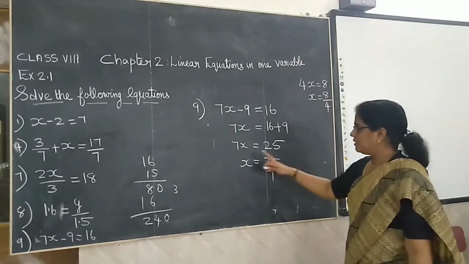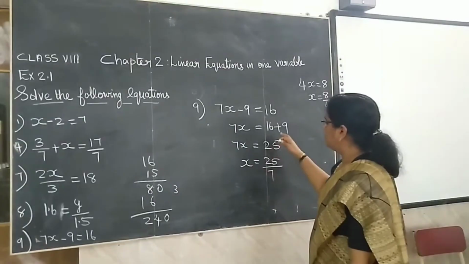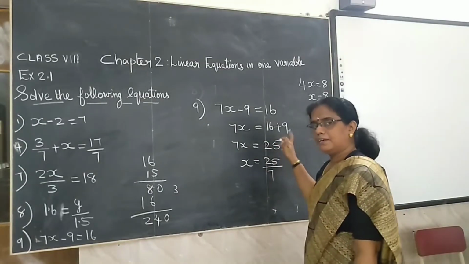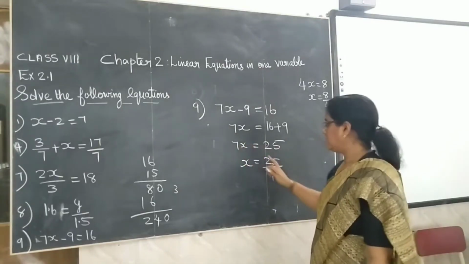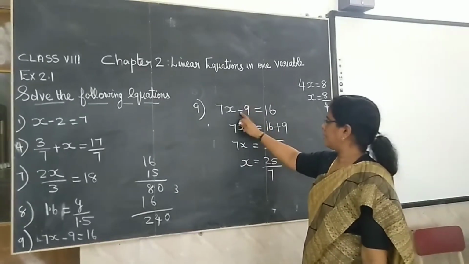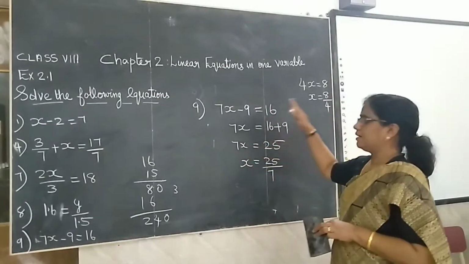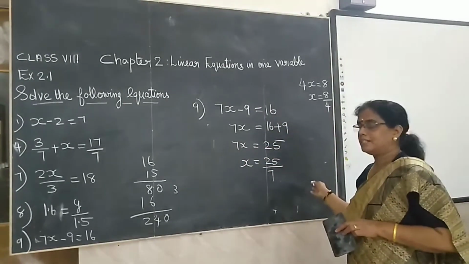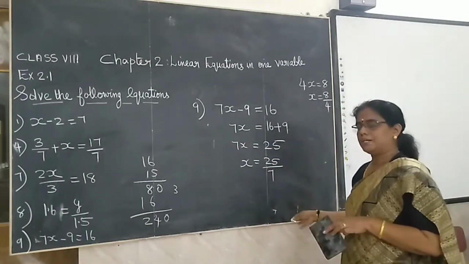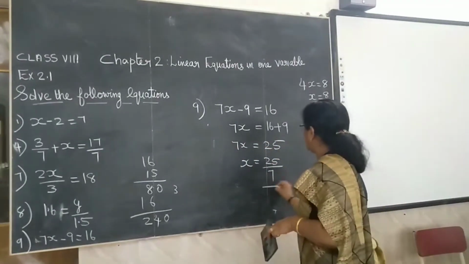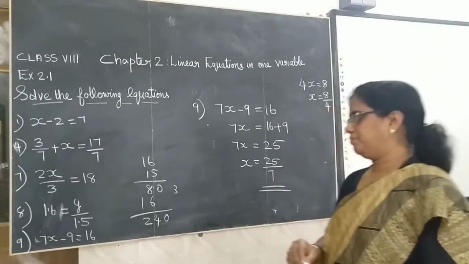The same way 7x equal to 25. Therefore x we can find by this right side number divided by 7. Since this is multiplication, it becomes division. If it is subtraction, here it becomes addition. And if it is addition, when it comes to the right side, it becomes subtraction, and multiplication becomes division, and division becomes multiplication. So the answer is x equal to 25 divided by 7.